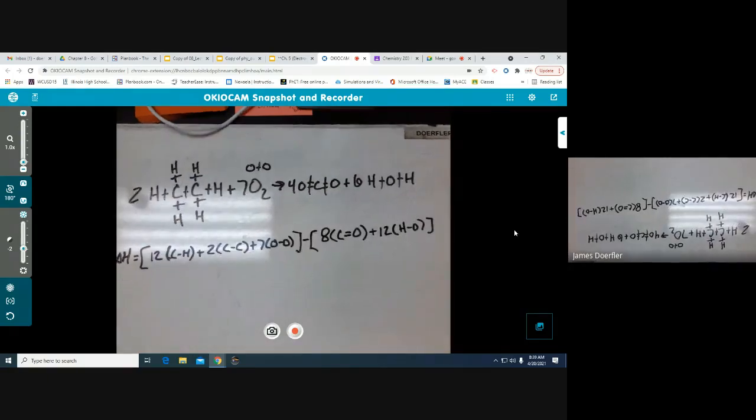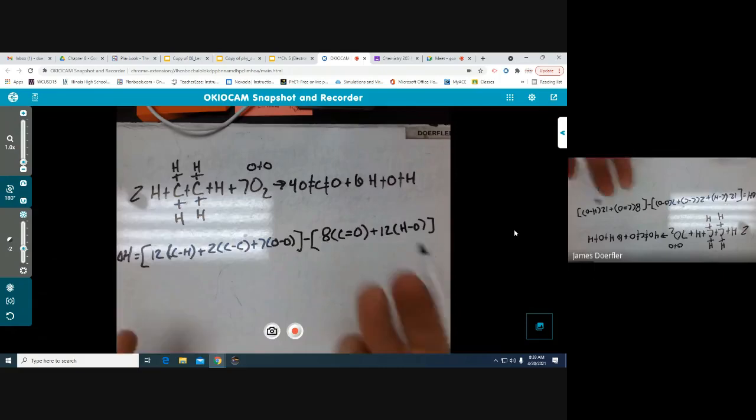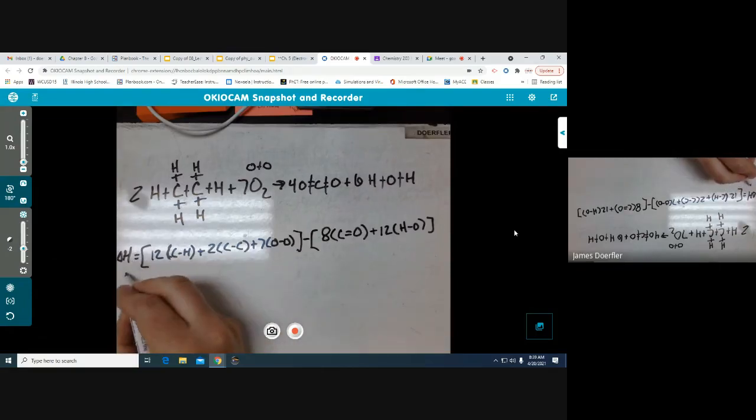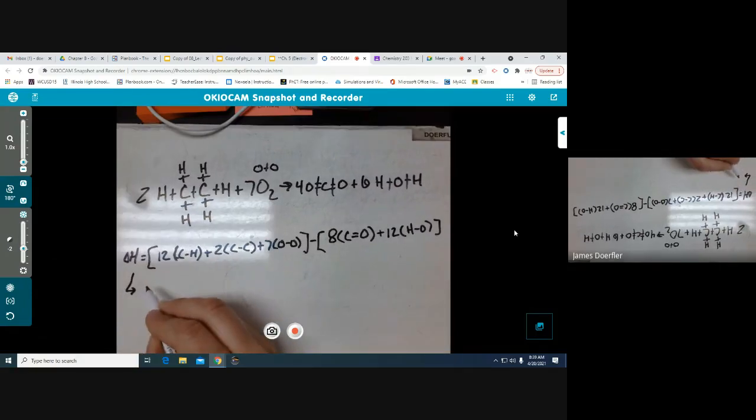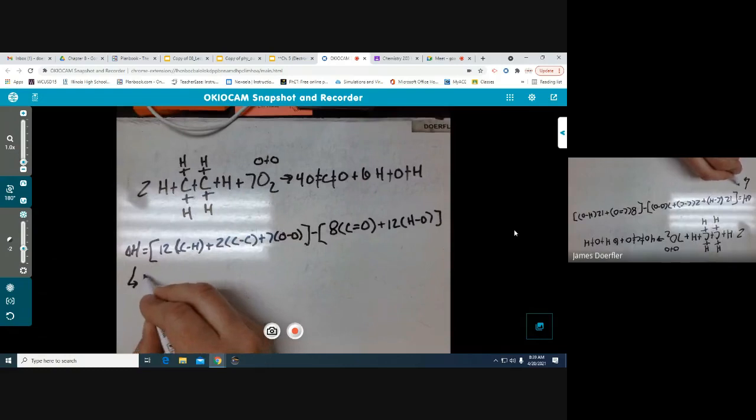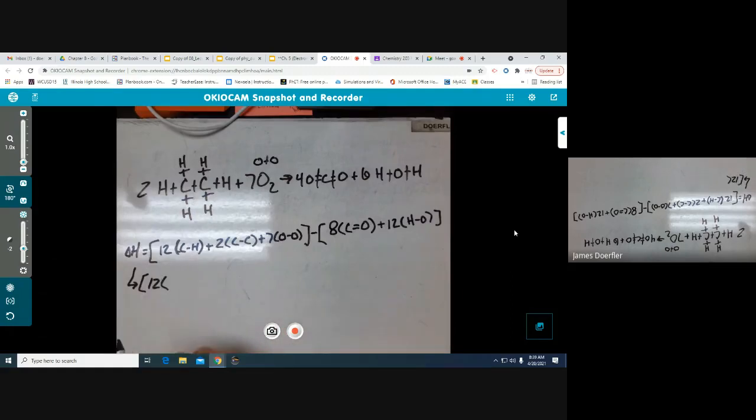So this is kind of what it should look like to help give you a visual of what values you have to look up. So we're just going to proceed to do that. Again, I got 12. What is the carbon to hydrogen value listed in table 8.4?